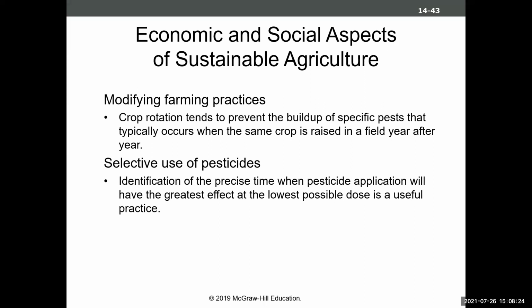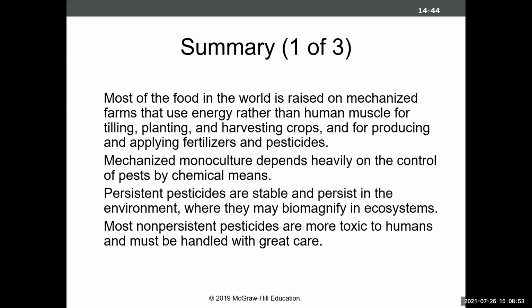Selective use of pesticides is another big deal. So identifying when to apply pesticides can have a big impact. So not waiting until the pest has a full-blown large population, but trying to get it before that happens, where you can use the lowest possible dose and not have to just spray a ton because the population's out of control. And so here's the summary for this chapter.